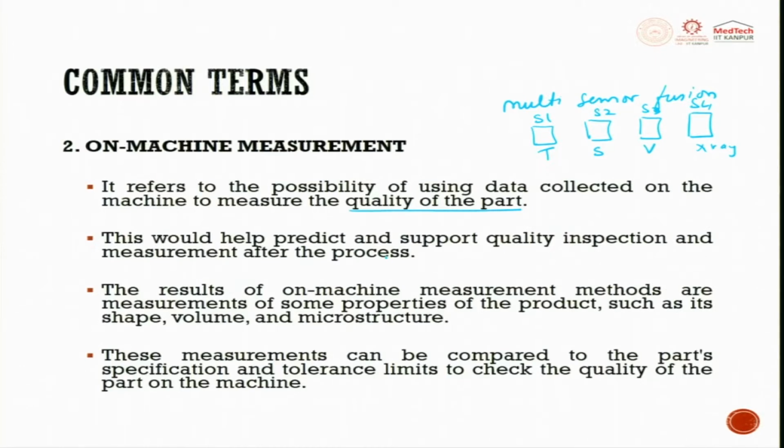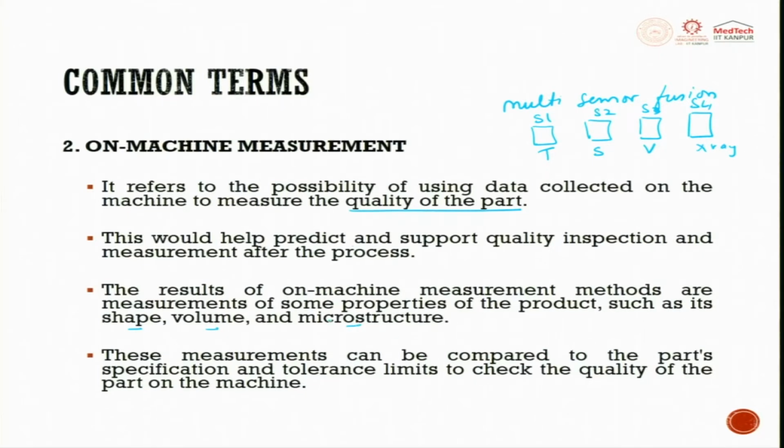Generally, we make a part, and after the part is made, we do offline monitoring or offline measurement of quality. So, I would put it this way: offline monitoring, measurement and inspection, and then evaluate the quality of the product. This would help predict and support quality inspection and measurement after the process. The results of on-machine measurement methods are measurements of some properties of the product such as shape, volume and microstructure.